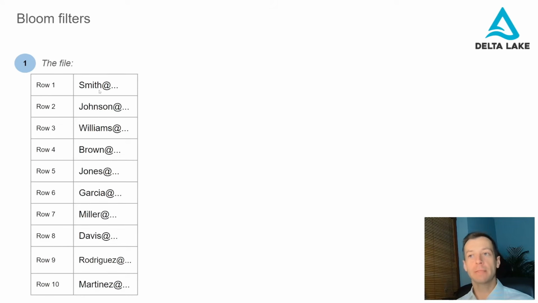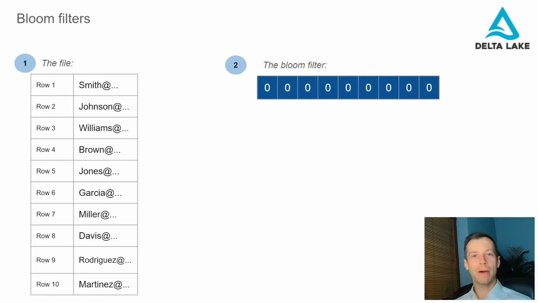So here comes our file with multiple columns, and one of them is free text, or in our case an email address like smith@gmail.com. Then the second thing which we need is a binary structure which will be assigned to that file. And this is called a Bloom filter. This is a binary structure. In our case, it has 9 positions, but of course it can be way longer. And at the beginning, all the values are 0. It's binary, so the values can be either 0 or 1.